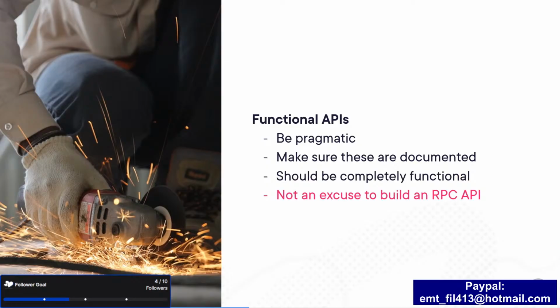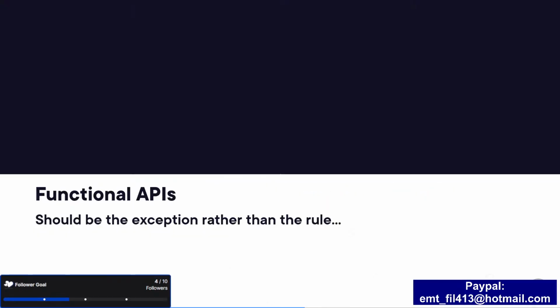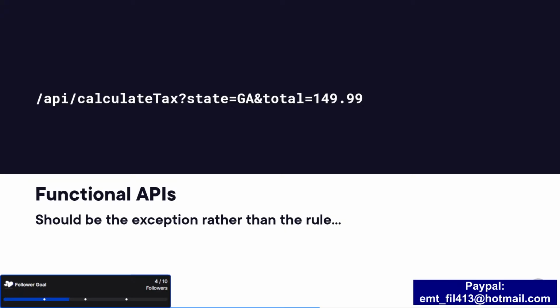This is really about the exceptions. If functional APIs represent more than maybe 1% of your full API, you're probably doing it wrong. Let's see some examples. So you might want a function that returns this known data.